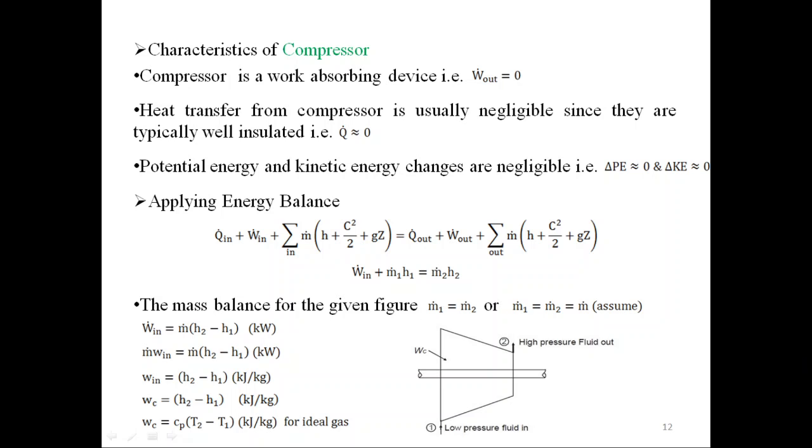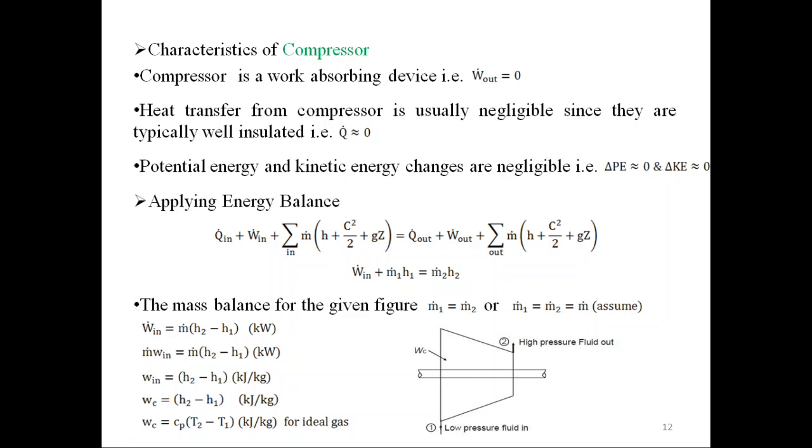Next is characteristics of compressor. Compressor is a work absorbing device. That means in this case W dot out, the rate of work done by the system, will be equal to 0. So in the energy balance equation you have to take this W dot out equal to 0. Heat transfer from compressor is usually negligible since they are typically well insulated. So this Q dot in and Q dot out will be equal to 0.